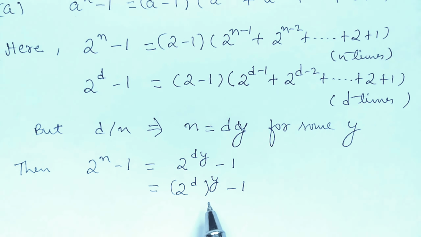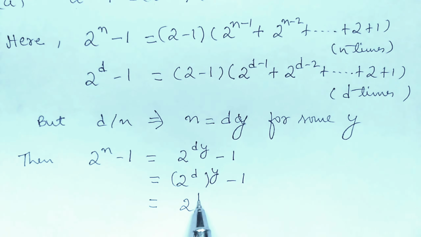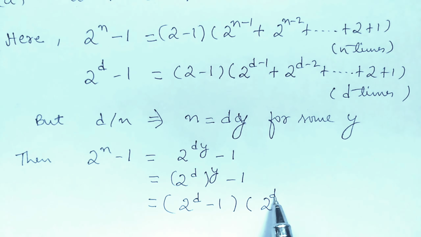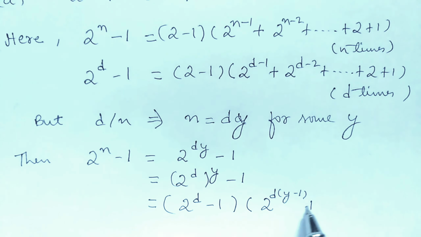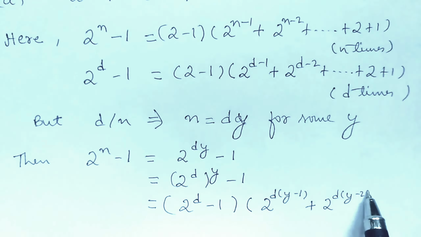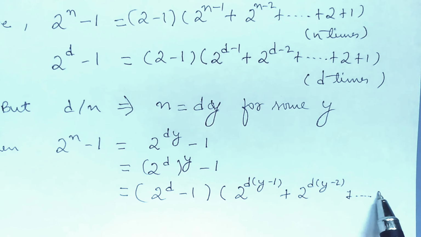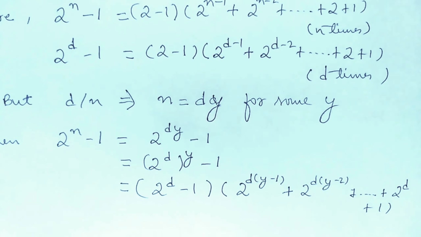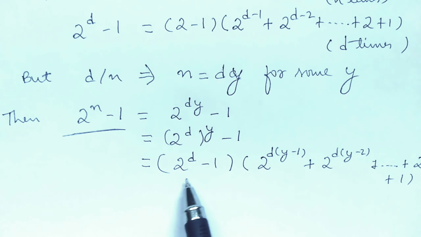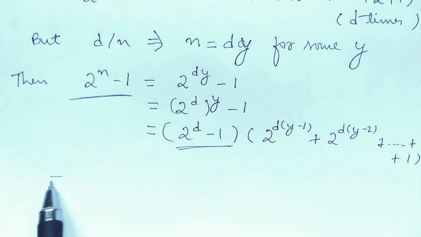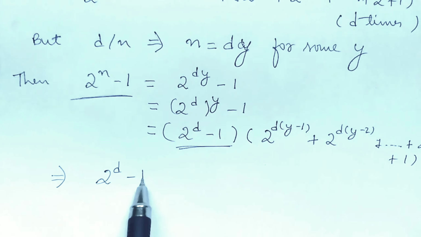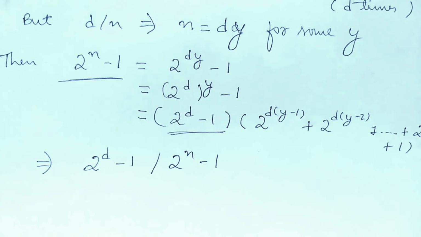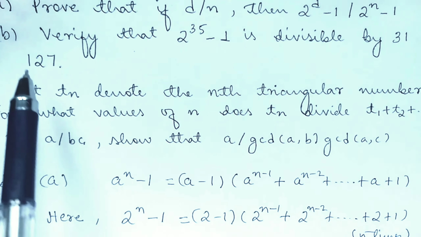Again we apply the identity. We have (2^d minus 1) times (2^(d(y minus 1)) plus 2^(d(y minus 2)) plus ... plus 2^d plus 1). Okay, see, this one is a multiple of 2^d minus 1. So from here it implies that 2^d minus 1 divides 2^n minus 1. Okay, so now let's come to the second part.